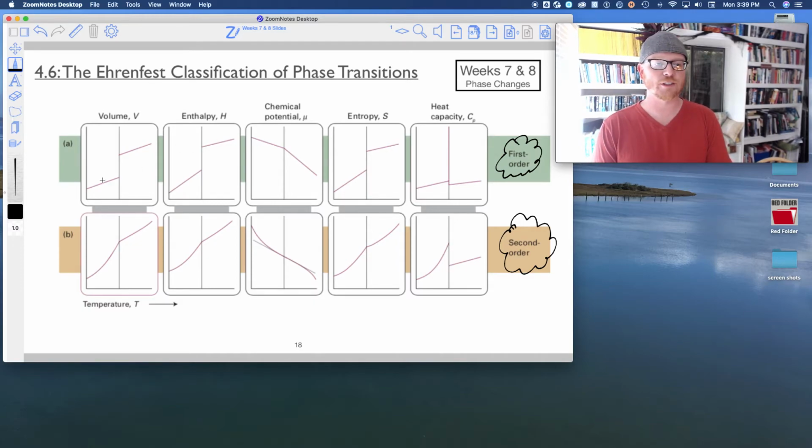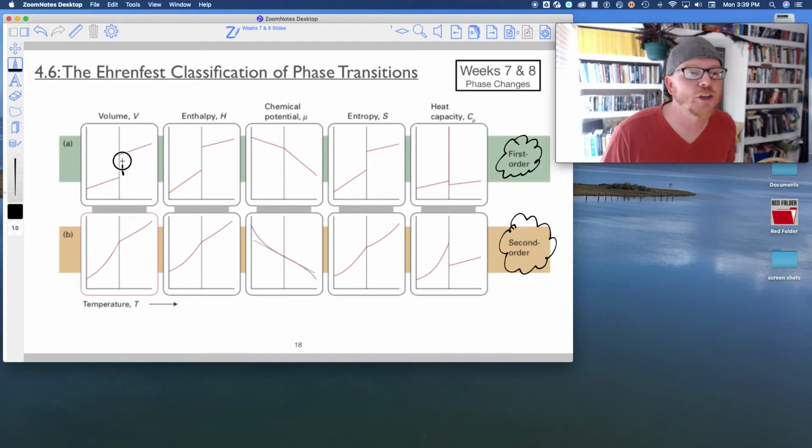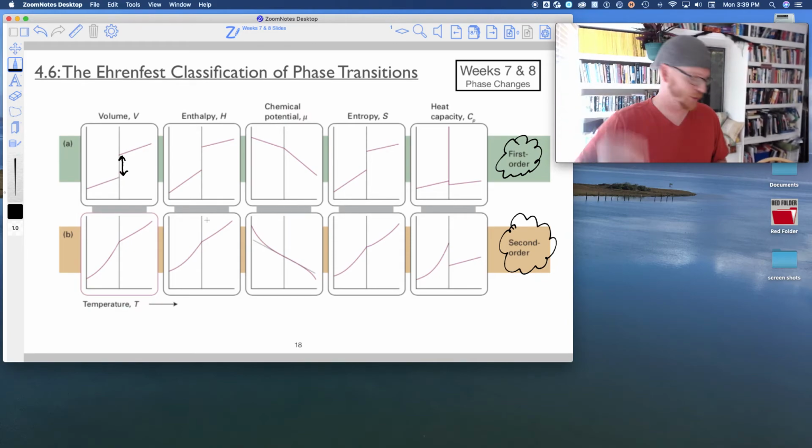So if we just look really quickly at what happens to all of the properties of a first order phase transition as a function of temperature. For example, in volume, there's a huge jump. It's discontinuous. Same with enthalpy. There's a huge discontinuous jump in enthalpy. So these lines right here on this graph mark the transition, so we'll say TRS for transition.